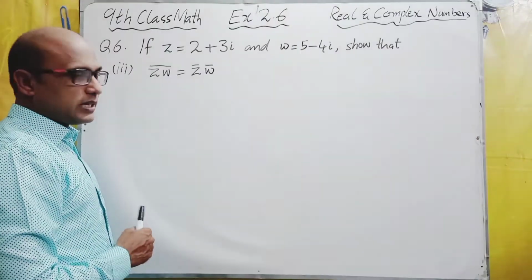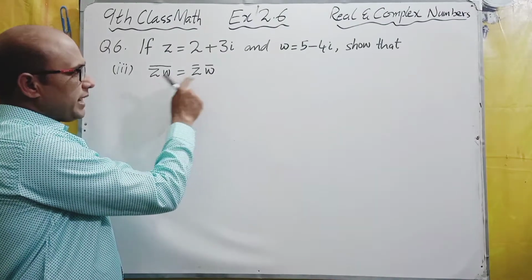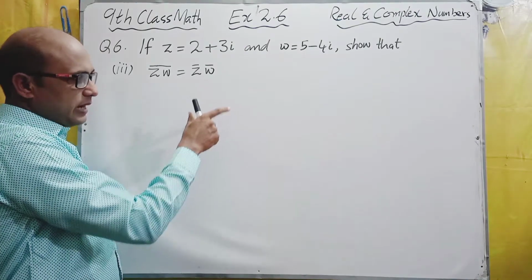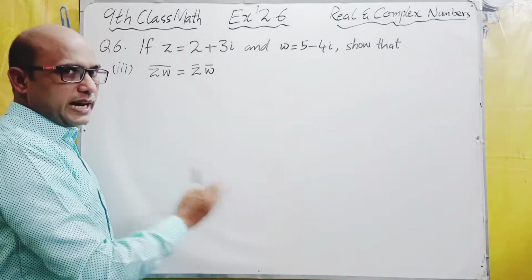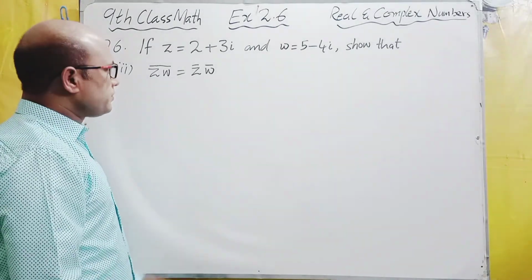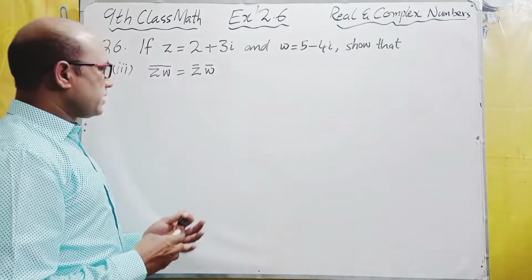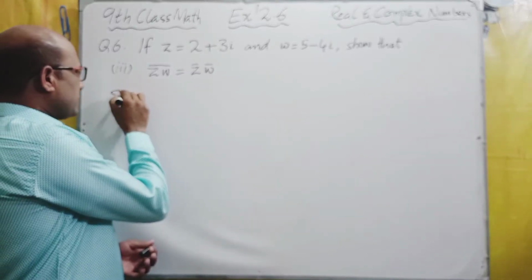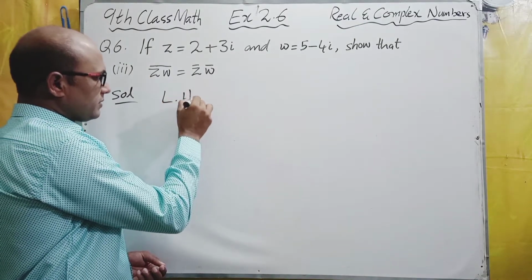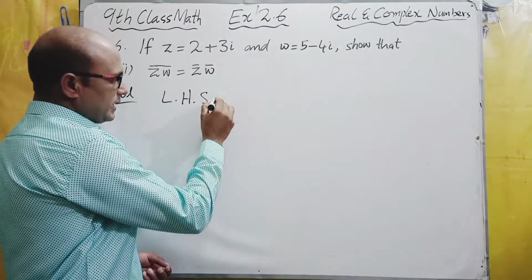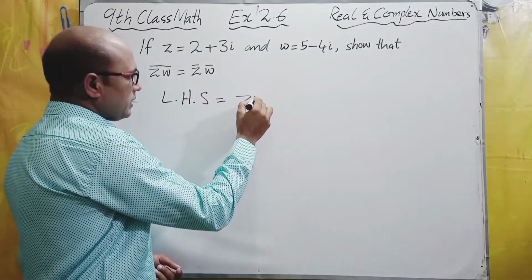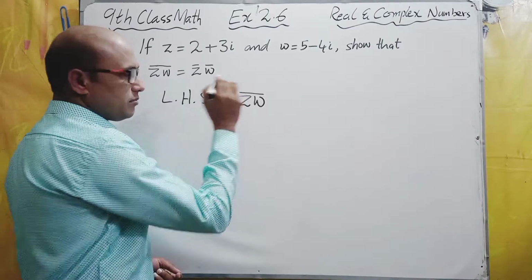So there is another method. You can put the values as they are under these, and at the end we'll get both sides equal, left hand side and right hand side. So we'll do the first method. Let's start the solution. First of all, we'll write the left hand side. Left hand side is equal to z into omega bar.